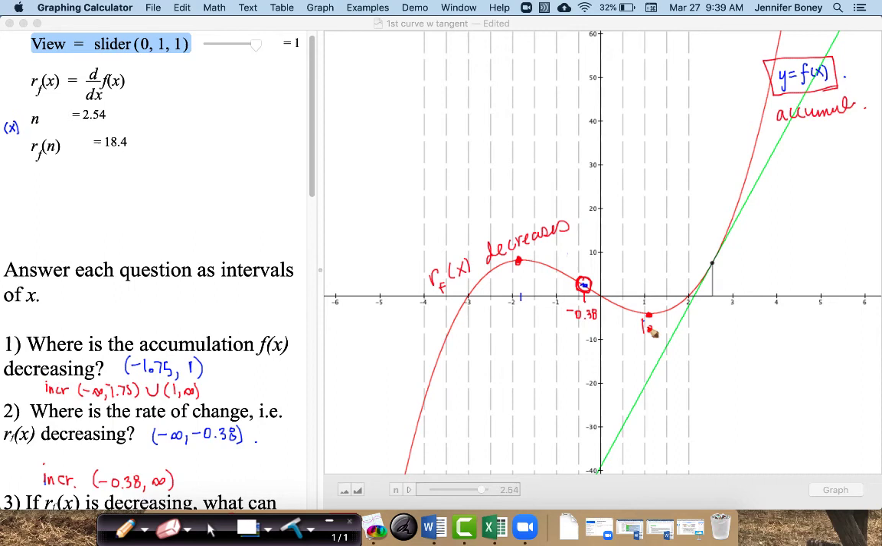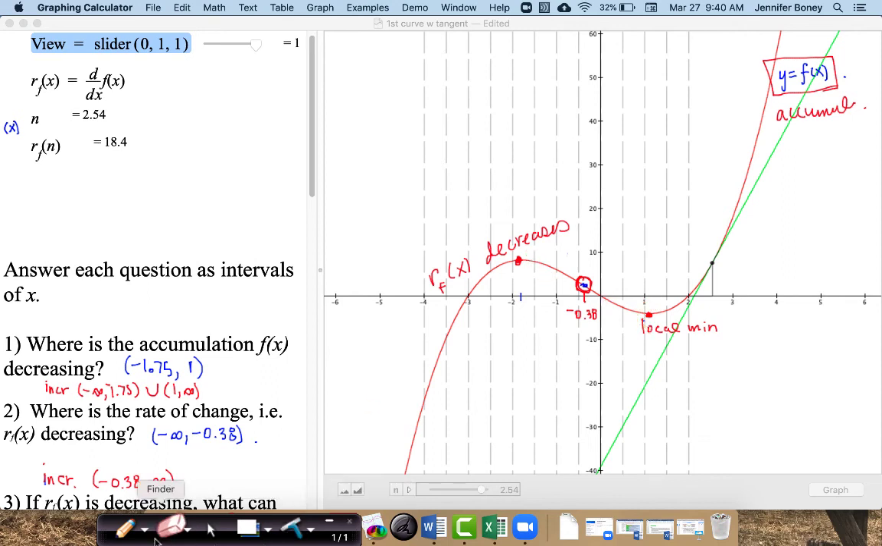This is called a local minimum, meaning that it's the bottom of the hill. The points around it are higher. It doesn't mean that there aren't higher or lower points elsewhere, like these are certainly lower. This is just lower than the points on either side of it. Or if I were to draw a circle around it, it's the lowest spot in its neighborhood.